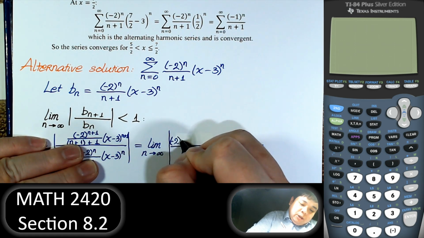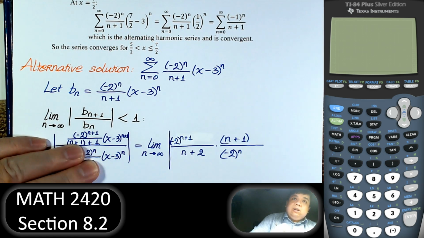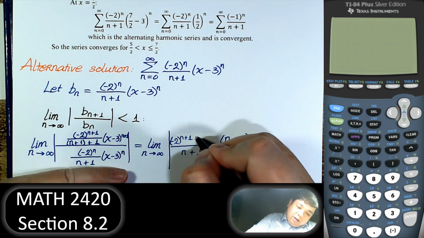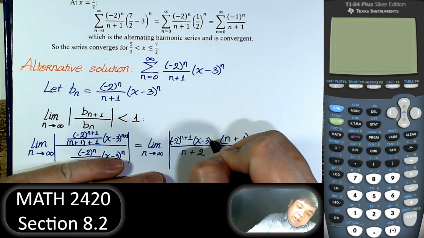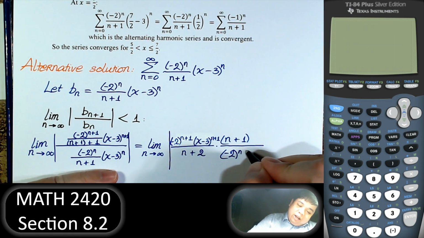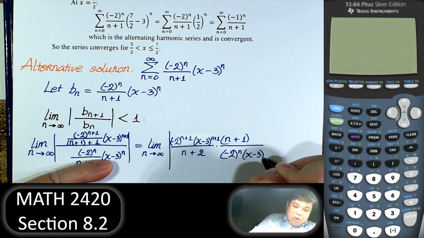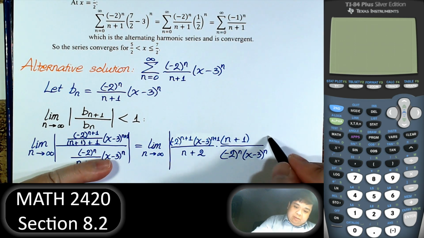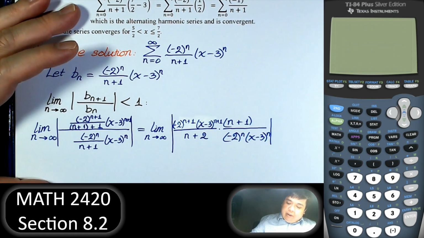Negative 2 to the n plus 1, right? And then I forgot the x minus 3 to the n plus 1. Just like this, we should have x minus 3 to the n at the bottom. Right, try to simplify.